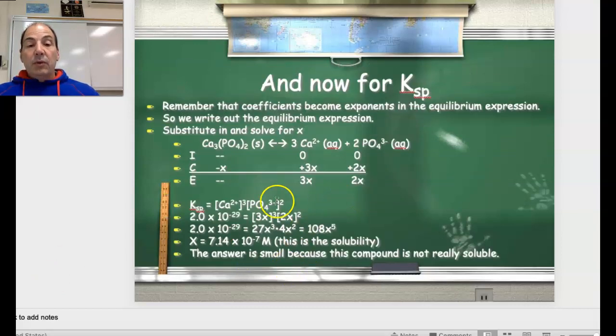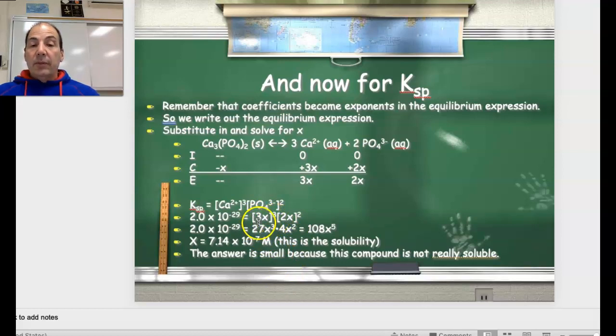And now I set up my equilibrium expression, Ksp, or Keq if you want to call it. It's products over reactants. The reactant's always going to be a solid in the Ksp process, and I do mean always. Okay, so we're talking about calcium cubed times phosphate squared. I substitute in now, we were given Ksp is 2 times 10 to the negative 29th. We figured out that calcium is 3x, and the phosphate is 2x.